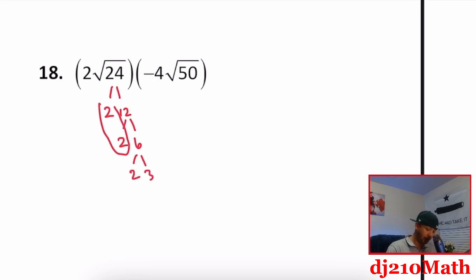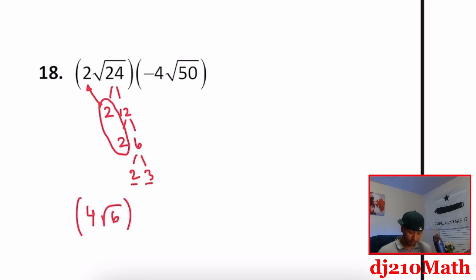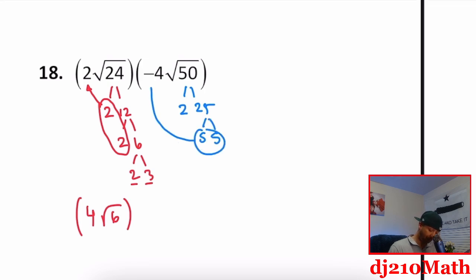So here, the pair of 2s is going to come out. But there's already a 2. So that's just going to multiply. So 2 times 2 is 4. And then root 6 is left inside, 2 times 3. This is going to be the next one. 2 times 25, 5 times 5. So a 5 is going to come out. But there's a 4 outside. So it's going to multiply against negative 4. So 5 times negative 4 is negative 20. And then 2 is left inside.